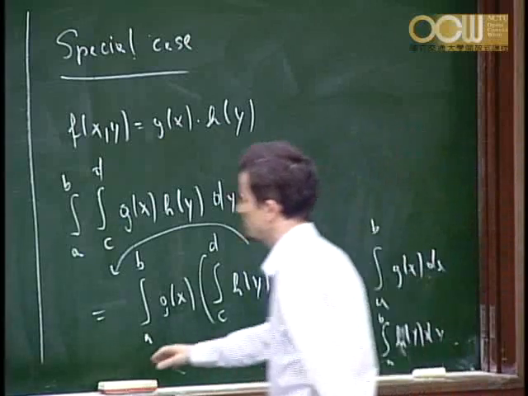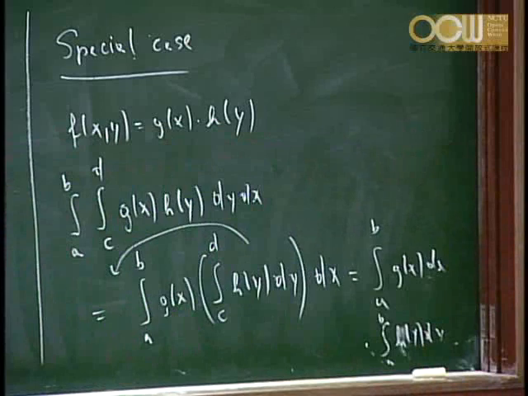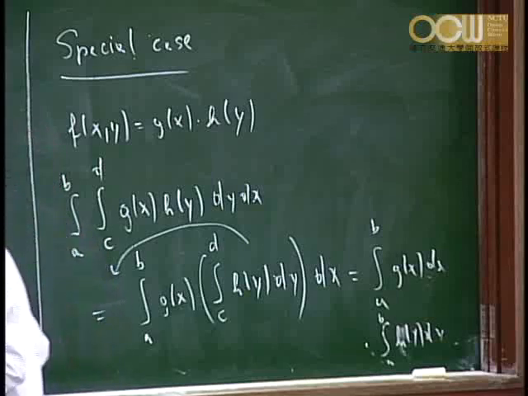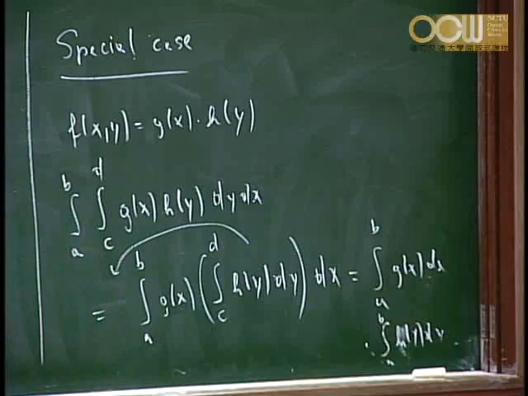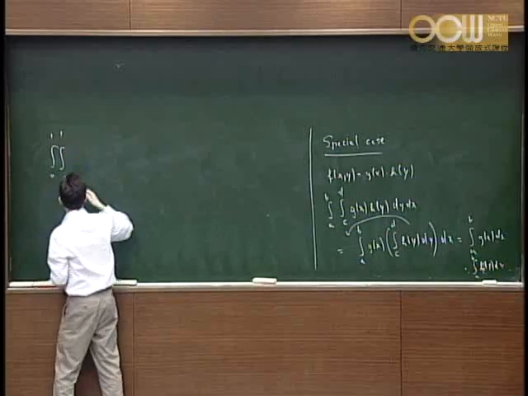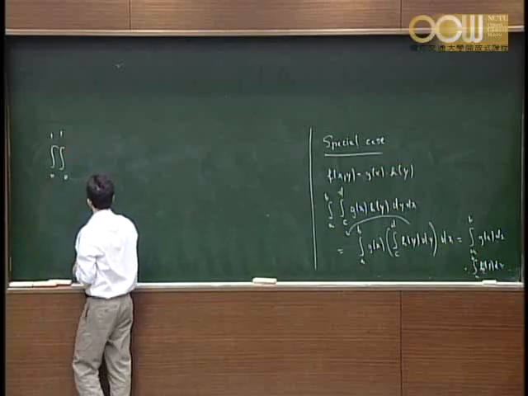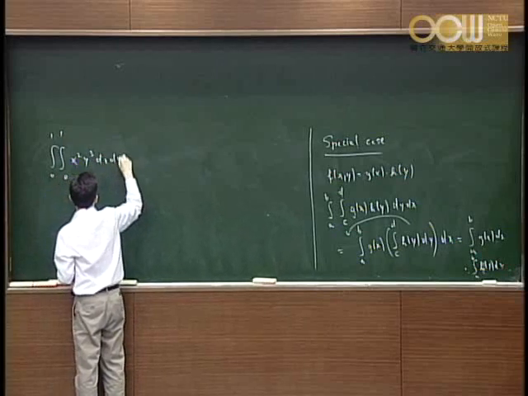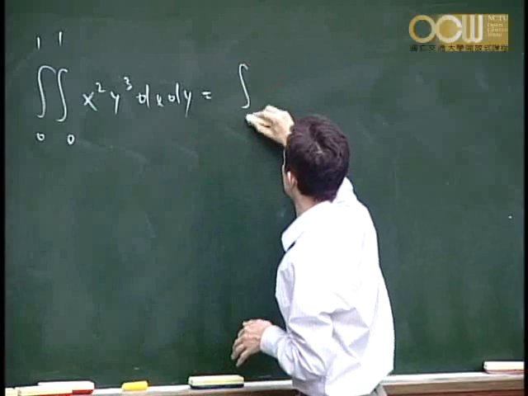Okay, so we saw actually already for this function which you just saw here, it doesn't work, because you cannot separate x and y. But for the function which I showed you at the beginning, the integral from 0 to 1, integral from 0 to 1, of x square y to the cube dx dy, actually you can immediately write this as a product of 2.